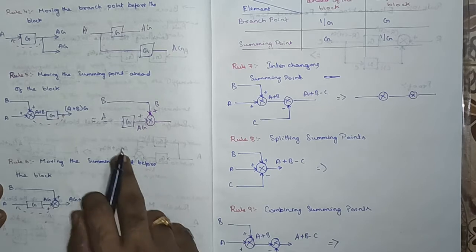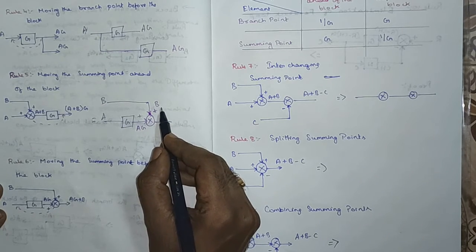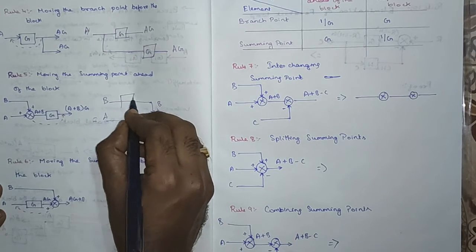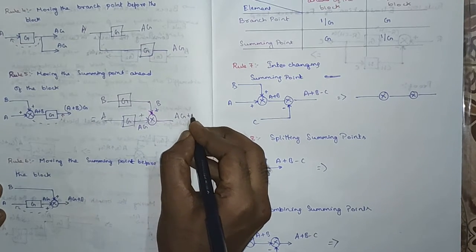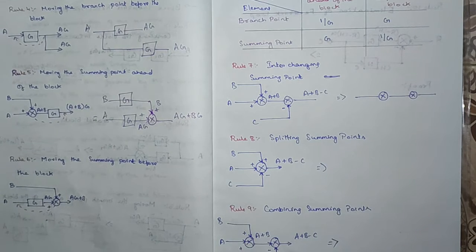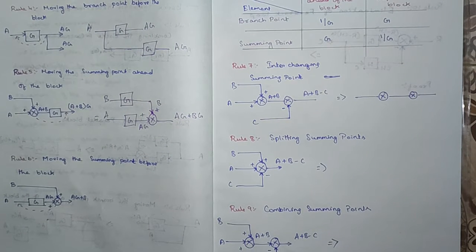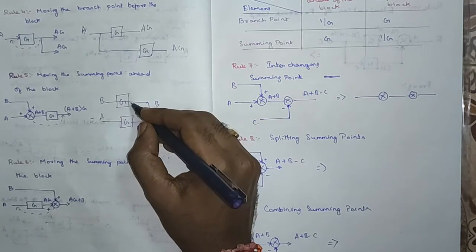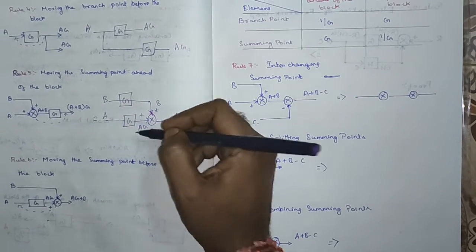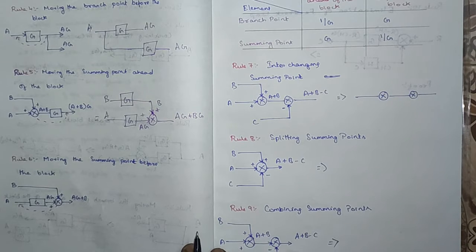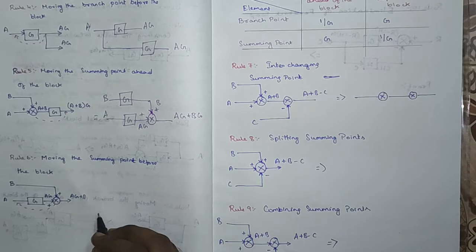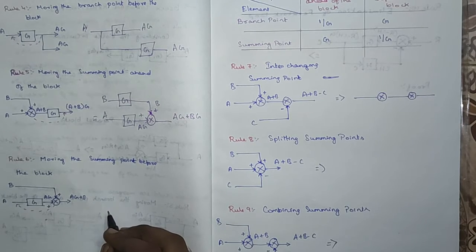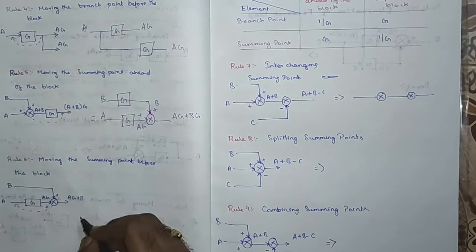So what is the compensation we are supposed to give? We are supposed to give a g here. So we will just multiply it by g. So the output is ag plus bg. Now what we can understand is, when we move a summing point ahead of the block, we are supposed to give a compensation, that is the multiplication of the transfer function itself. Rule number 6 is going to be a converse of it. So here we'll see the diagram and we'll come to the point. Here it is g, it should be 1 by g.